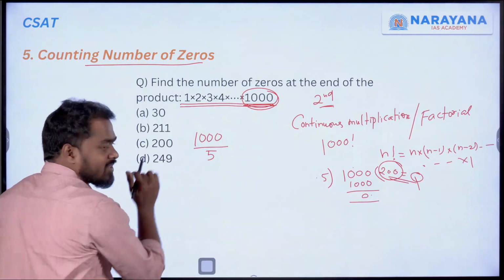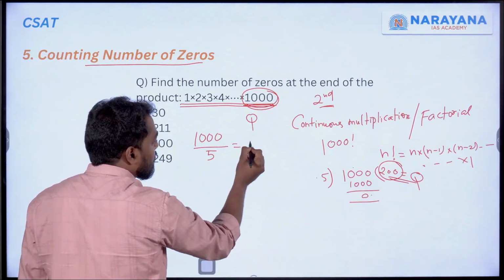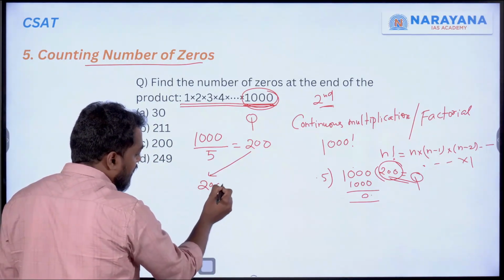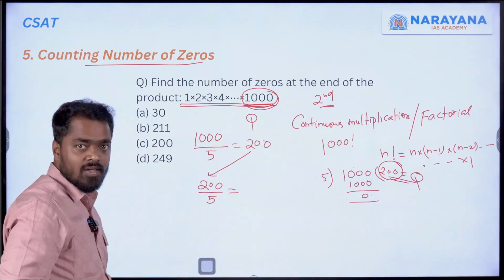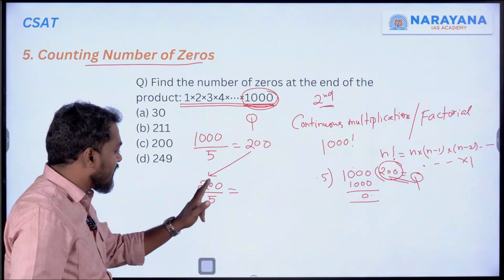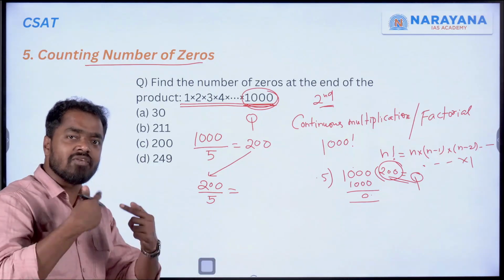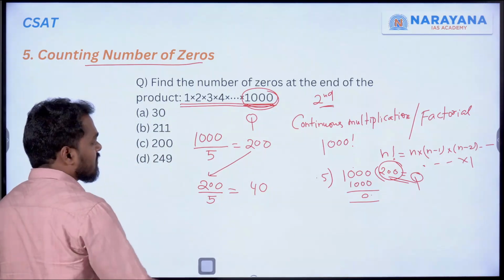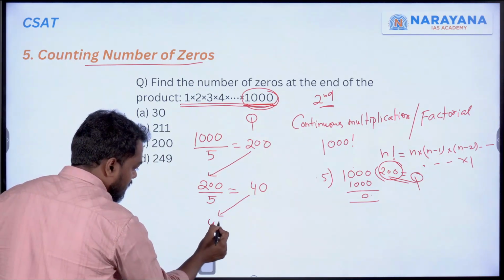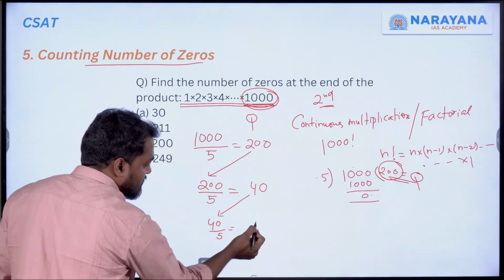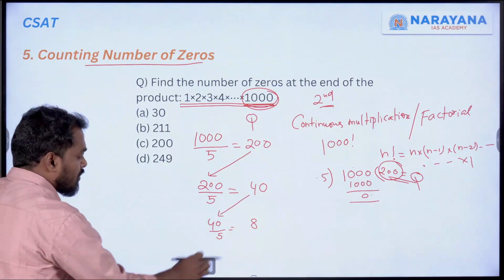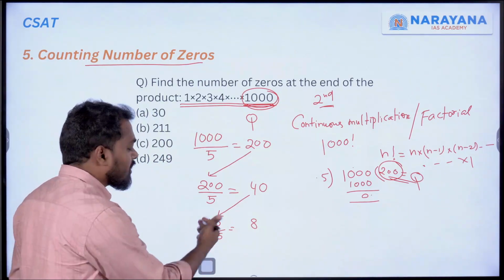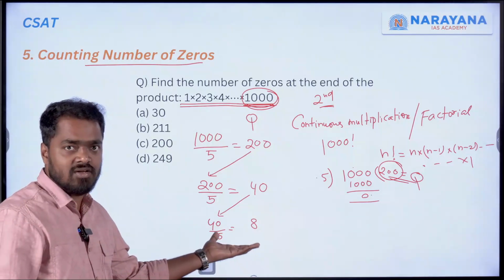So if you divide 1000 with 5, what is the quotient that you are getting? 200. Now take the 200 again, divide it with 5. 200 by 5, 5 40s are 200. Remainder is 0. Even if remainder is not 0, consider the quotient. What is the quotient? 40. Again take the 40 by 5. 5 eights, that is the quotient. Now you have to repeat this process until you get a number which is less than 5. Then only you can stop the division.